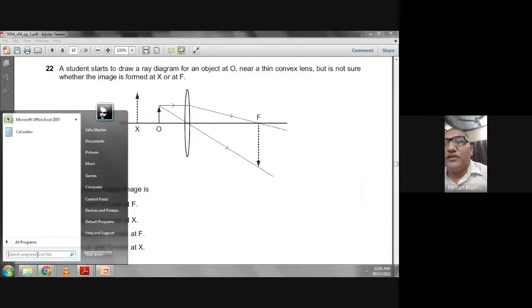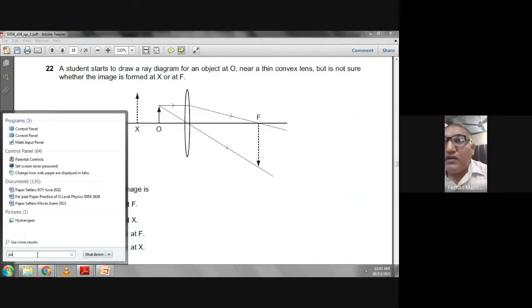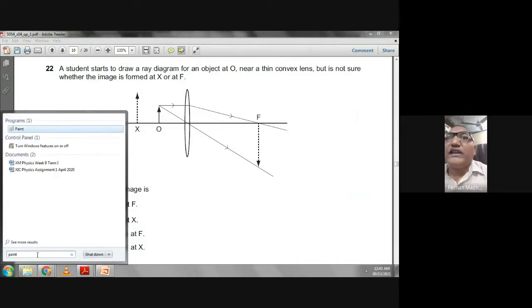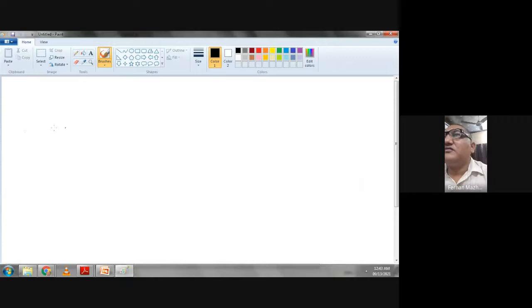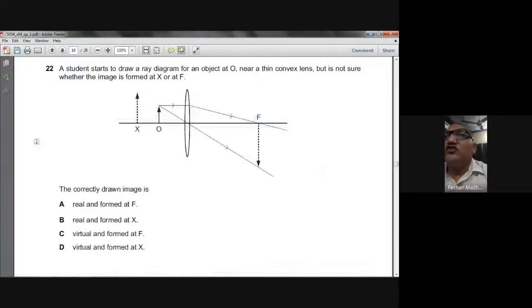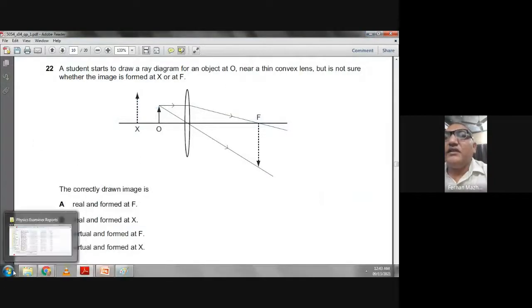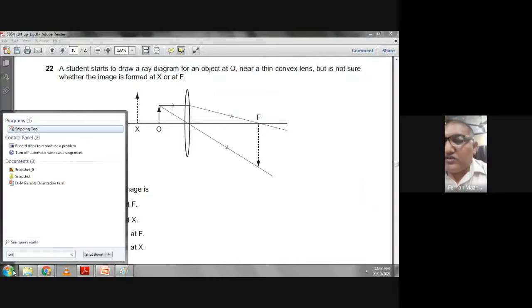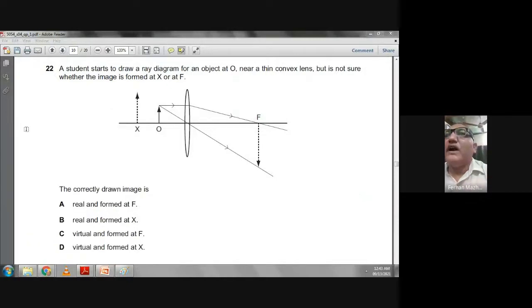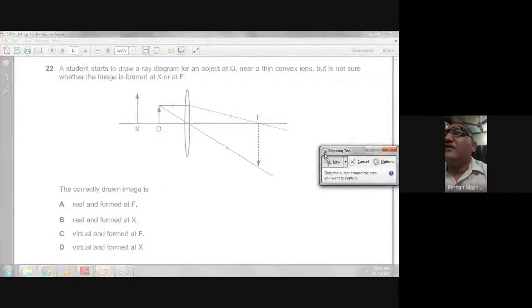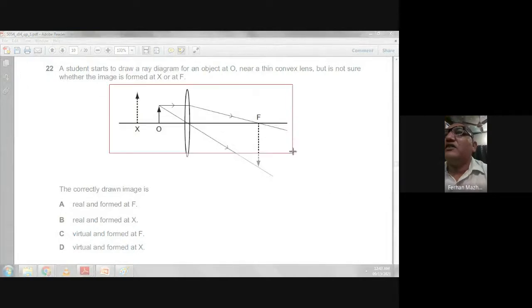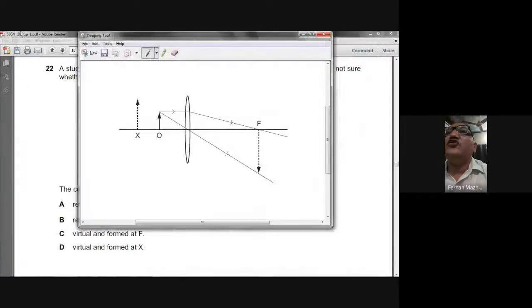Let me open the paint first of all, so I can show you how this is done. Okay, so from here let me copy. I will copy this diagram and I will take it to the paint so I can show you where the image is formed.